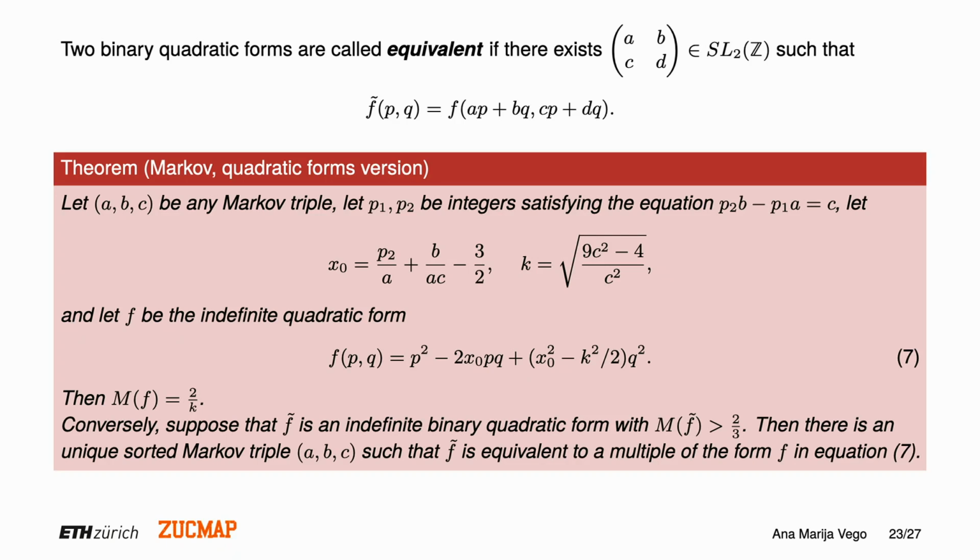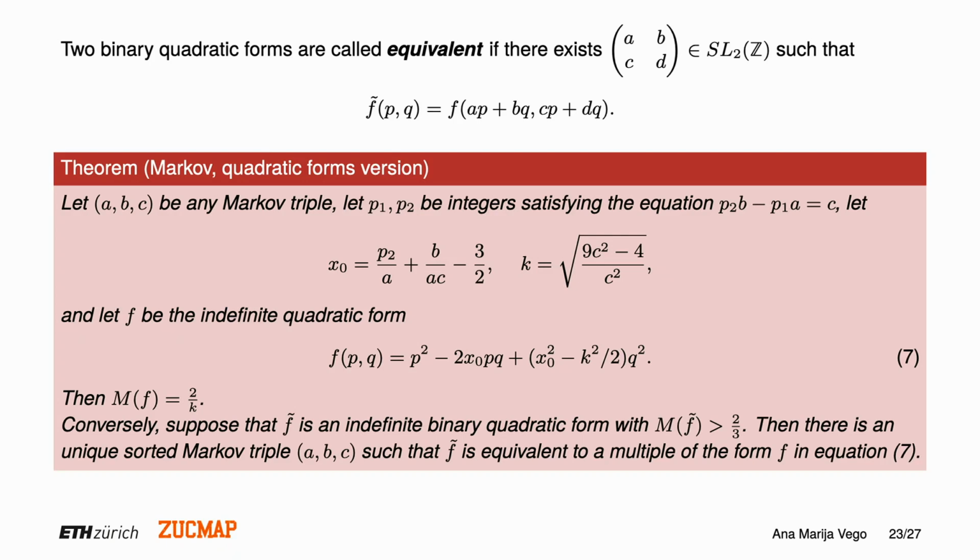So now that we have this, we can state Markov's theorem in the quadratic forms version. It looks actually completely analogous to the Markov theorem that we have seen before, just that now certain things are translated into the language of quadratic forms. So if a, b, c is a Markov triple, and we have two integers satisfying, again, this weird condition, and the completely identical setup with x0 equal to this, and k equal to the square root of 9c squared minus 4 divided by c squared.